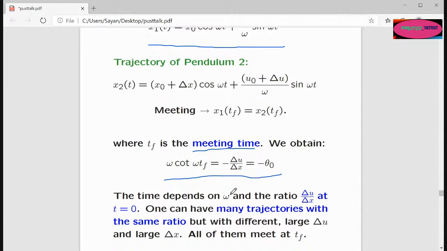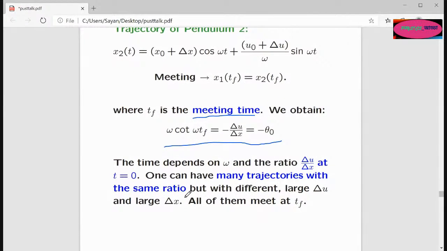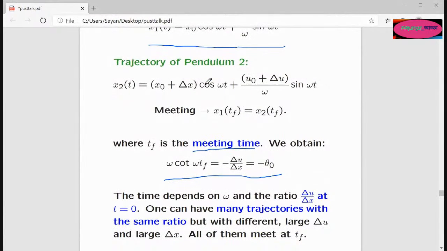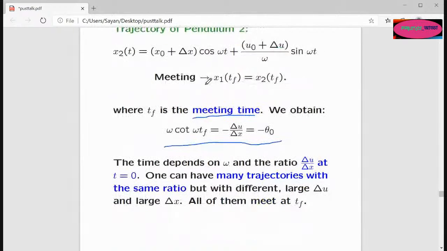So this time depends on omega and the ratio delta u by delta x at t equal to 0. And one can have many trajectories or many pendula with the same ratio delta u by delta x, but with different large delta u and large delta x as well. And all of them would meet at tf from this very simple two-line calculation. So what have I found? And you will see why I am doing all this, because this has a broader context.